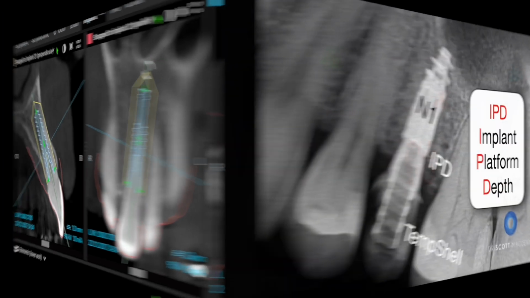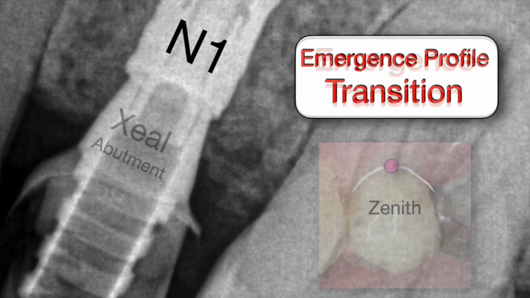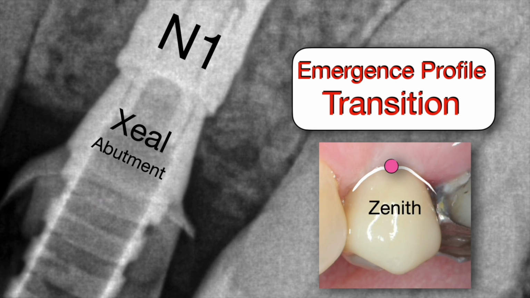Moving things around, moving the tip, this allows us to know where we're going to put that implant. One of our goals is to get that implant not at bone level necessarily, but we want to be back from the Zenith. Looking at this, when we planned this one, the N1, the planning was such that we're able to look at the implant platform depth, or IPD, and then it has an emergence profile transition with an abutment.